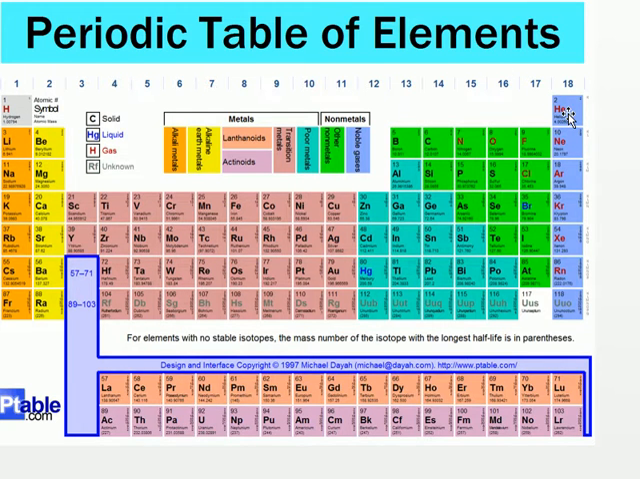Helium has 2 protons and 2 electrons. Lithium has 3 protons and 3 electrons, and so on and so forth. Carbon has 6 of each. Oxygen has 8 of each. But again, you can change the number of electrons.